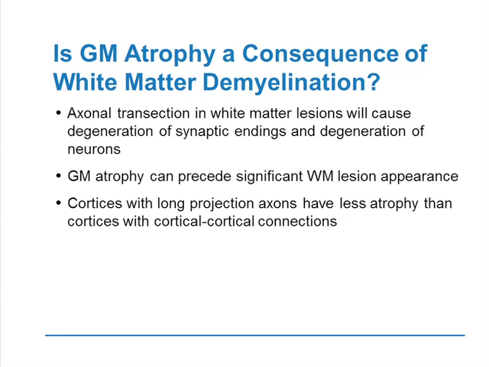On the other hand, there's a lot of evidence that suggests that gray matter atrophy can precede significant white matter lesion appearances. And finally, cortices with long projection axons have less atrophy than cortices with cortico-cortical connections. This would support the concept that maybe white matter demyelination doesn't play a significant role in cortical atrophy, although it's just suggestive, it doesn't prove that.